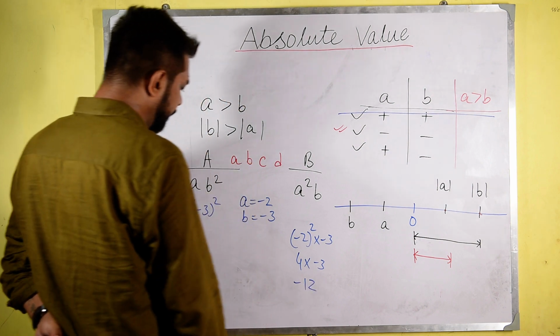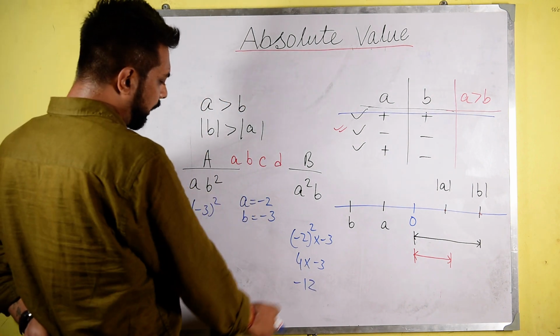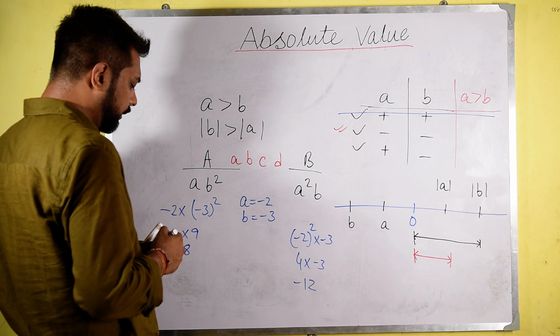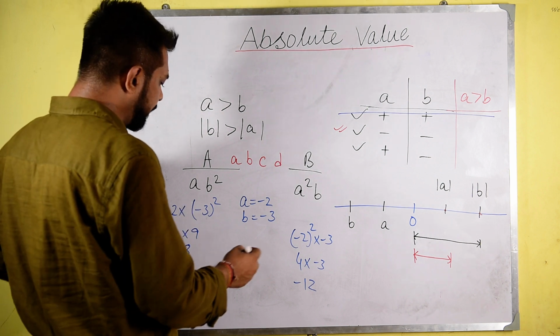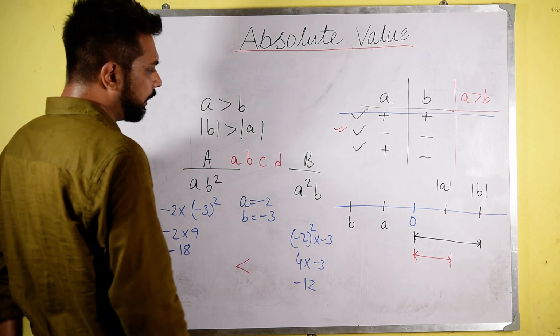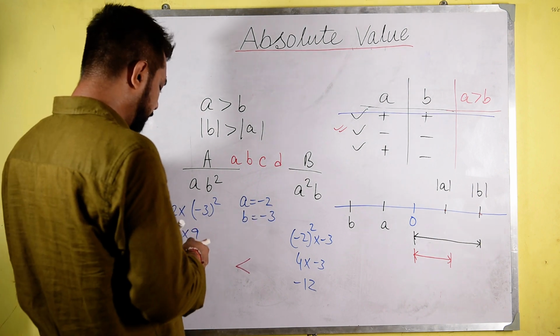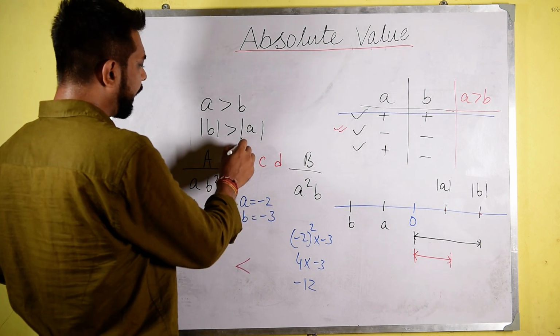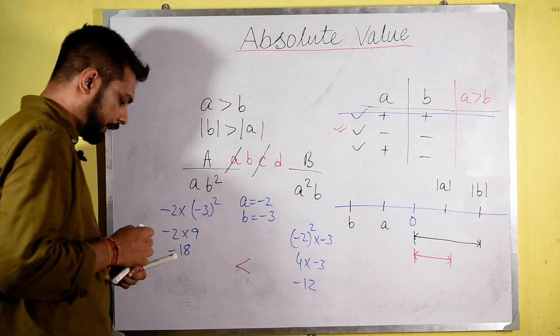So you can see that, guys, the right-hand side is coming -12 and the left-hand side is coming 18. So we know that -12 is less than 18. So quantity B is coming greater than quantity A when we are considering that both the numbers are negative. So we can eliminate option A and option C quickly.